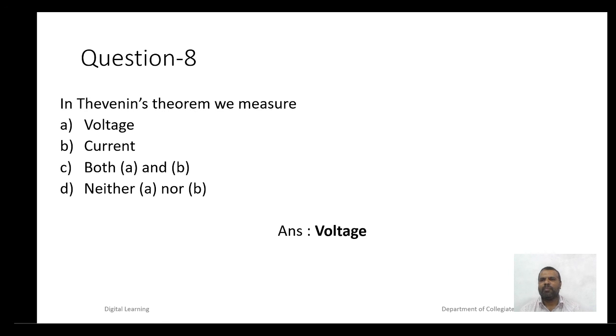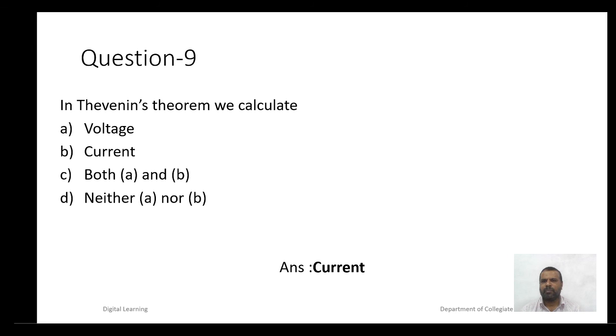Question number 8. In Thevenin's theorem, we measure. The options are A, voltage, B, current, C, both A and B, D, neither A nor B. The correct answer is voltage. Question number 9. In Thevenin's theorem, we calculate. The options are A, voltage, B, current, C, both A and B, D, neither A nor B. The correct option is current.